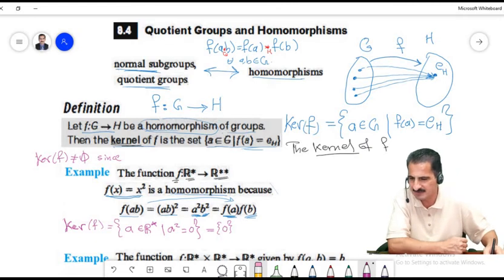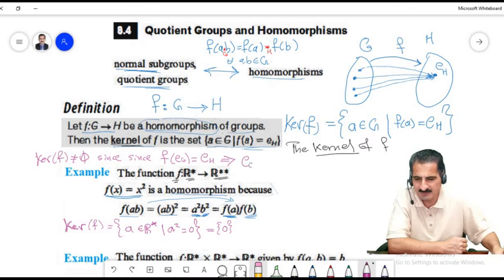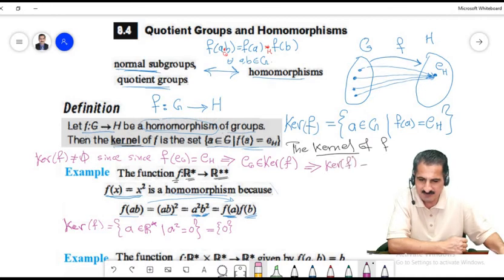I was thinking 0. So the kernel of f is not empty, since there is at least one element. There is one element that goes to the identity of H, which is the identity of G. So that means the identity of G belongs to the kernel, and the identity exists, and therefore, again let me emphasize that, the kernel of any homomorphism will never be empty.